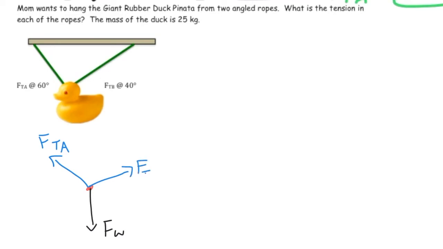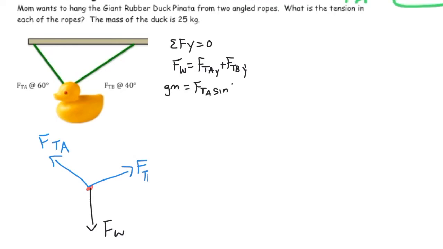There's two things to solve for, so again, I'm going to need two equations. I'm going to do my math in the y direction and in the x direction. I'll start with the y direction. The sum of the forces in the y direction equals 0. That means that the weight going down is equal to the y component of FTA plus the y component of FTB. I can rewrite that as FW equals FTA sine 60 degrees plus FTB sine 40 degrees.